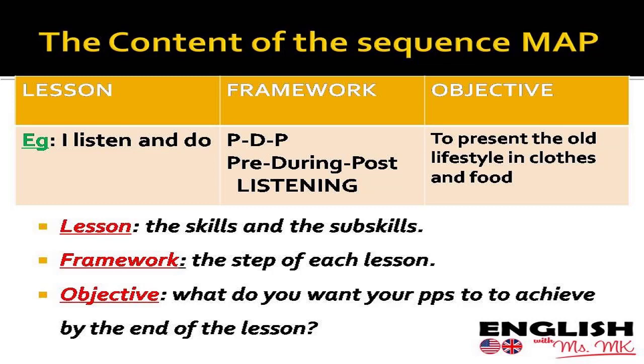Then we have objective, which is vital in any sequence map. Each lesson has an objective. We cannot present a lesson without having an objective in our minds. Like when we are going to present a lesson of past simple, it means that by the end of the lesson, I want my pupils to talk about their life experiences in the past using the past simple tense. If I present a lesson of present simple, I want my pupils by the end of the lesson to express themselves, talk about their daily routine or daily activities using the present simple tense. So a lesson without an objective is not a successful lesson, I would say.